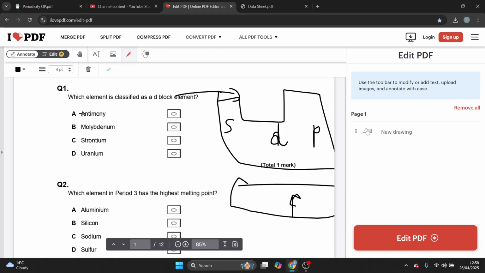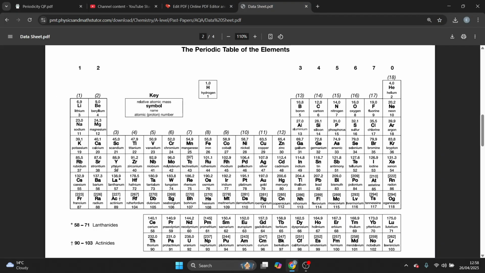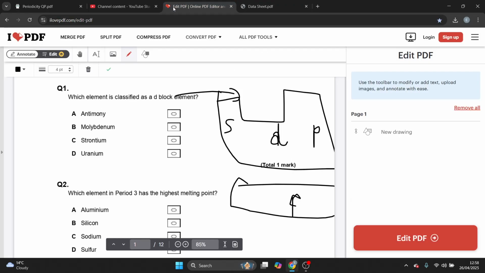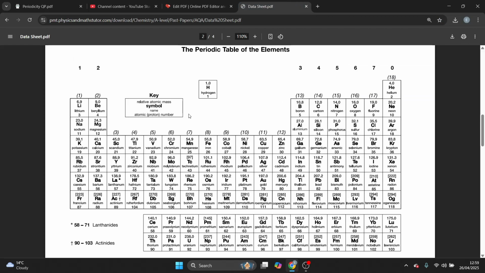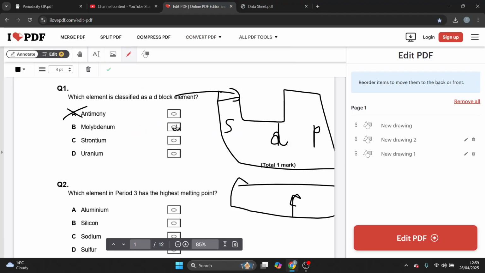Okay, what were my options? Antimony, let's look for that. Can I find that? Can I spot that? I cannot. Where is antimony? There it is. It's in group 5, so it's not a D block element, it's a P block. Molybdenum. Perfect, it is in the middle, it's molybdenum.